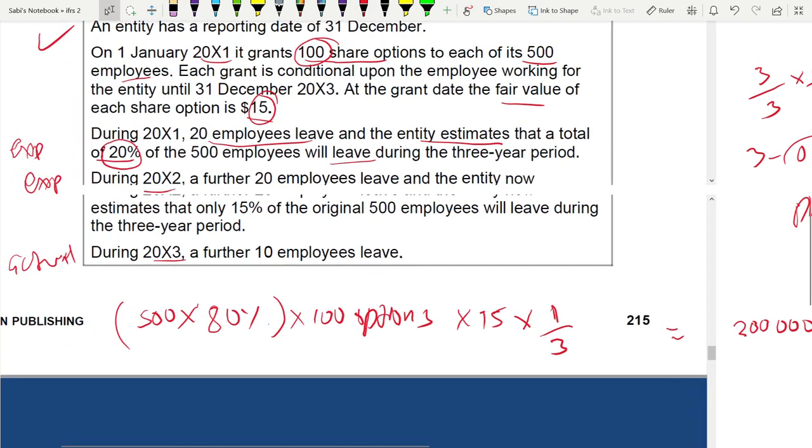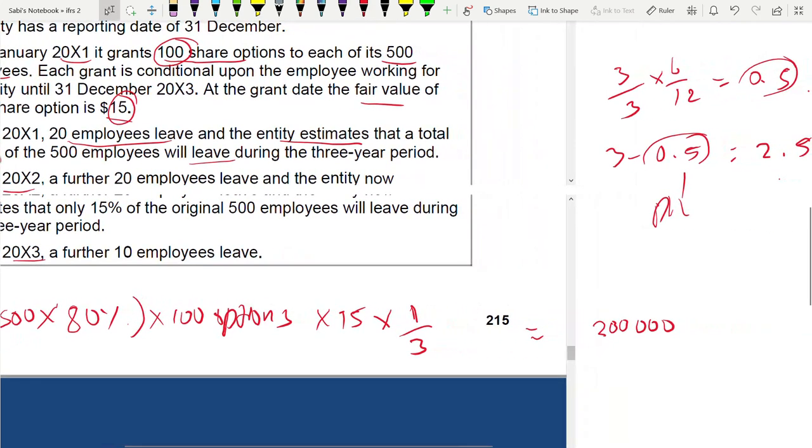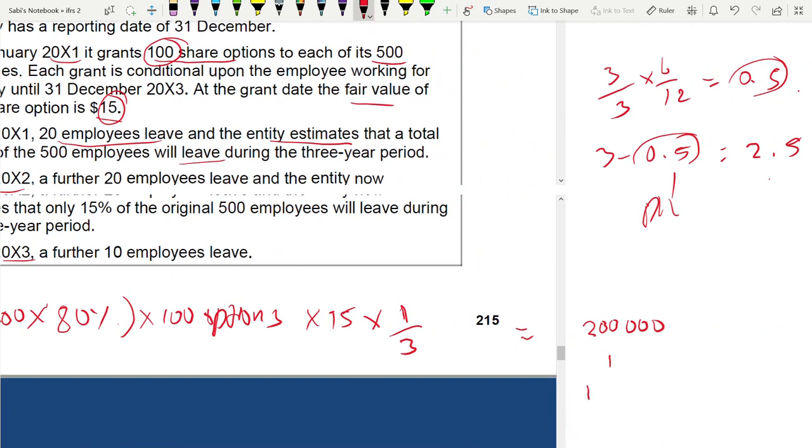Okay. Next. So, wait a minute. Double entry. You need to debit this as an expense and credit equity. 200,000. 200,000.